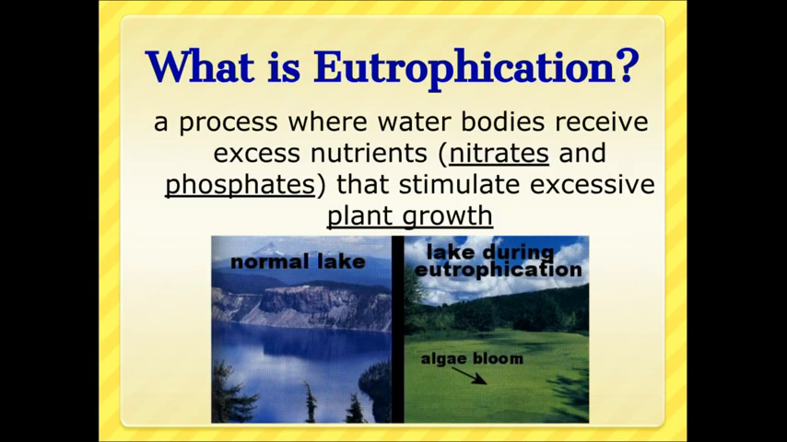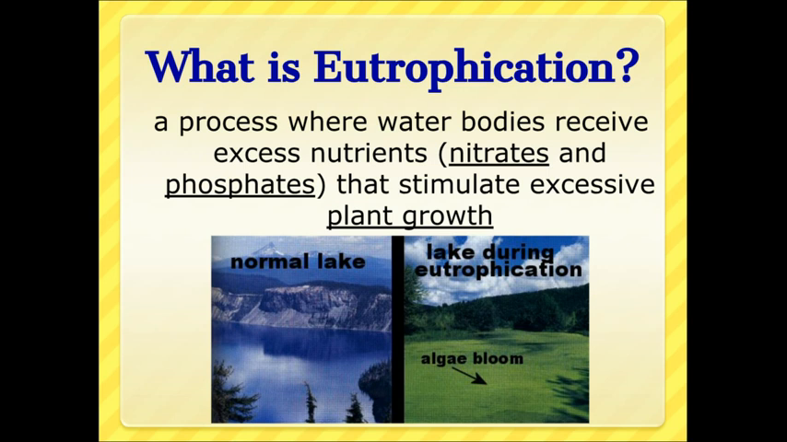The last thing that we are going to talk about is the process of eutrophication. We've talked today about nitrates and phosphates and how they can affect our water if we get too many into it. Well, there's actually a process that you'll talk about quite a bit in 7th grade called eutrophication. It's where our water bodies receive excess nutrients, like those nitrates and phosphates, that stimulate excessive plant growth.